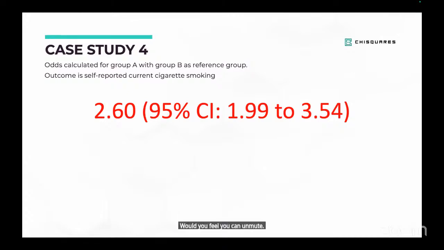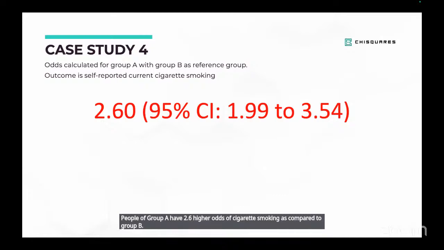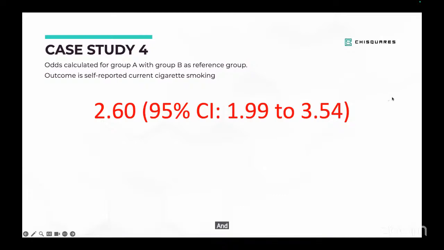Yeah, okay. For me, based on this data, people of group A have 2.6 higher odds of cigarette smoking as compared to group B, and that actually accounts for about 60% higher odds, and it is statistically significant.